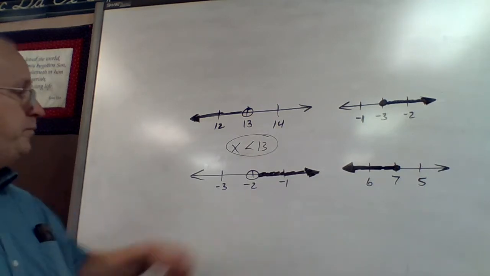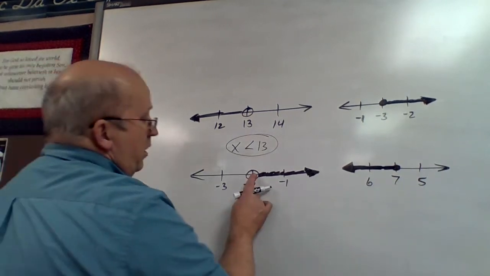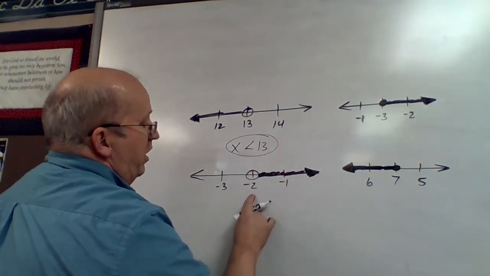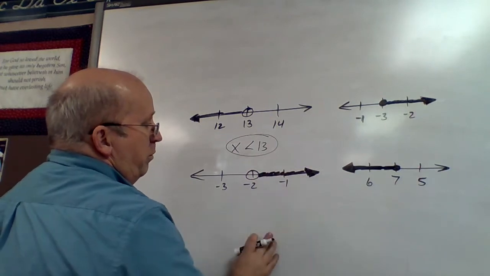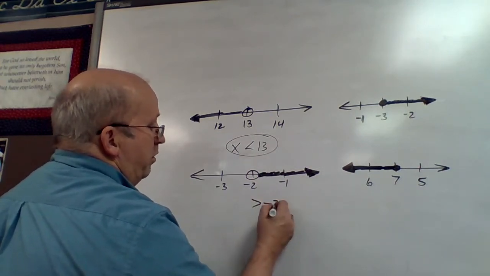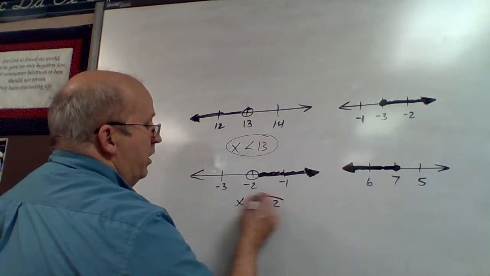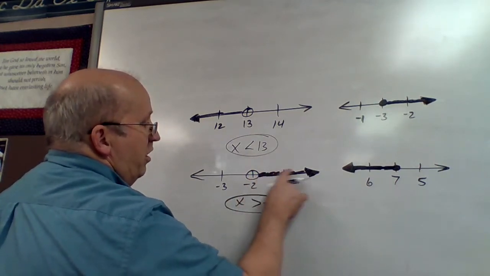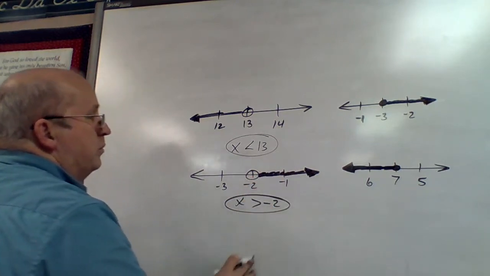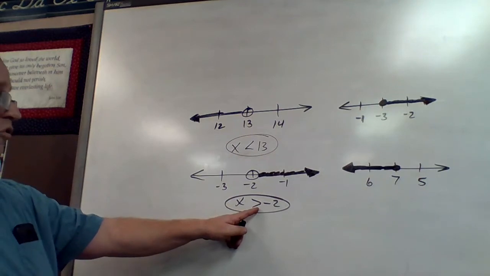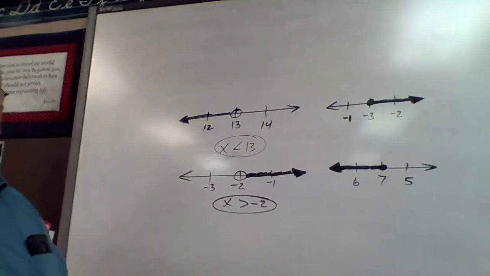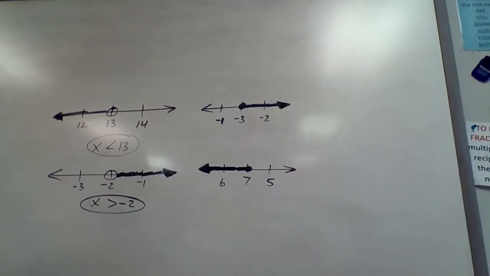Let's do this one. Here, the solution is all of the numbers that are bigger than negative 2. So I'm going to write bigger than negative 2, and I'm going to write x, because x is any number that's bigger than negative 2. Notice it's not greater than or equals to, it's just plain greater than because I don't have a filled-in circle.